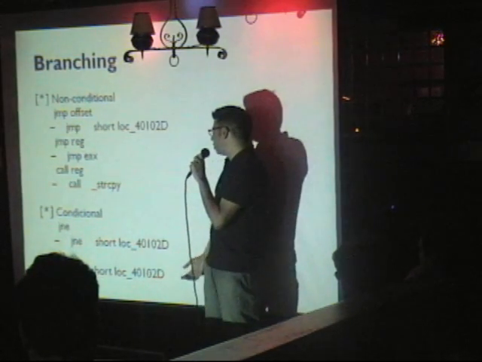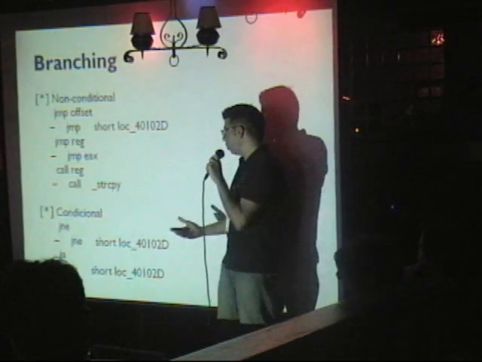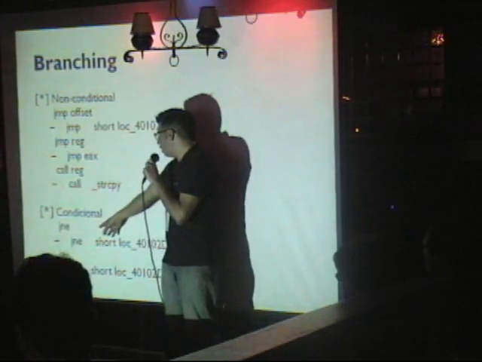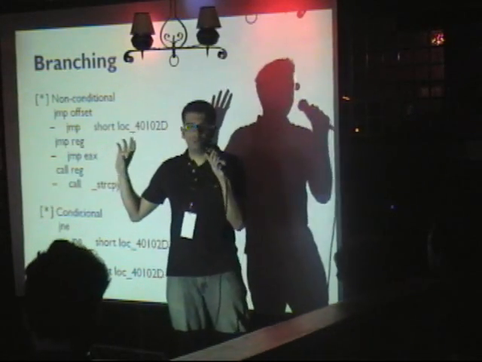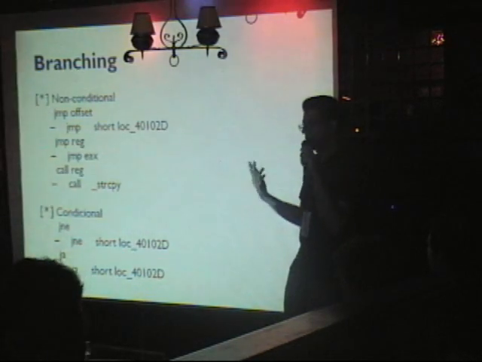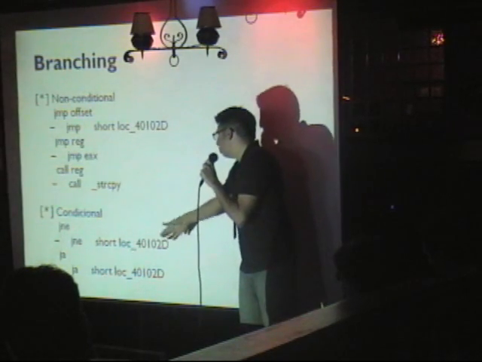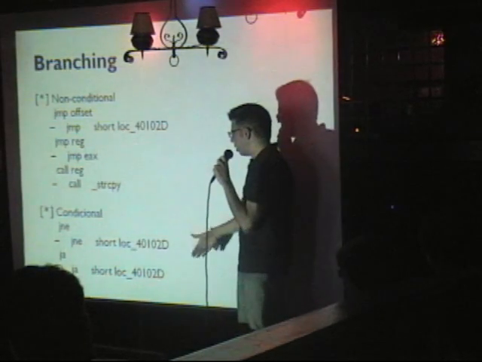Conditional means that it's going to base its decision, whether it's a jump or not, on one of the comparisons we did earlier. This JNE means jump if not equal. So if you compare two registers, say you compare the value 5 and value 6, those are not equal, then it will jump to this location. It's an example. There are tons of different combinations.